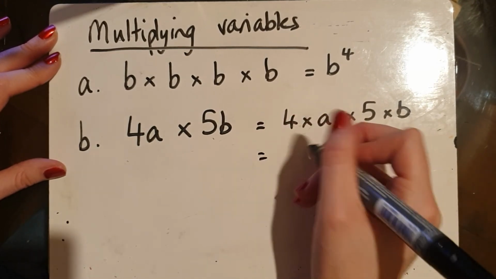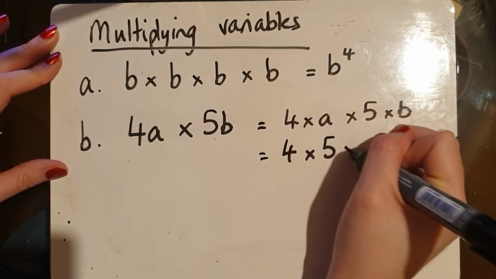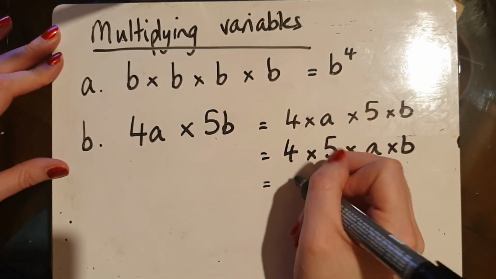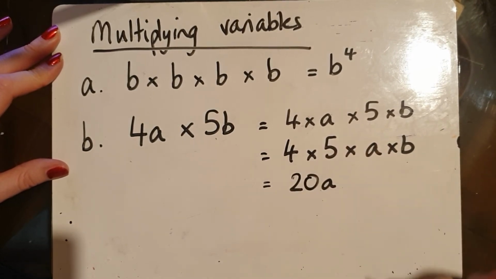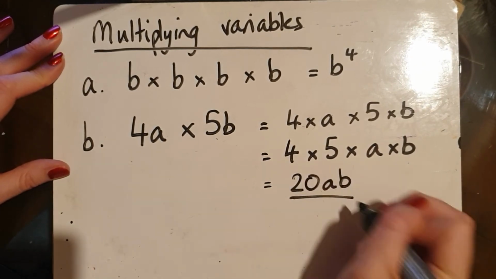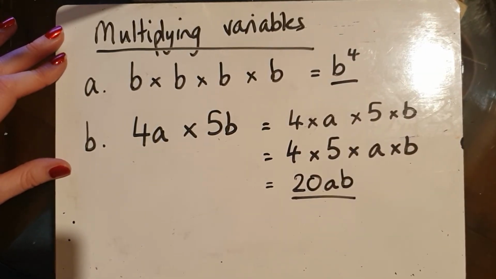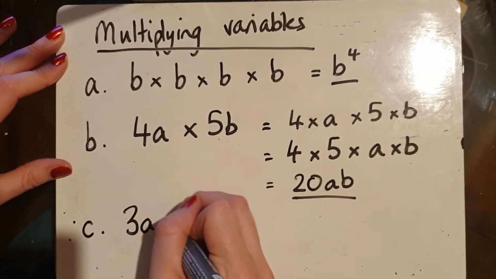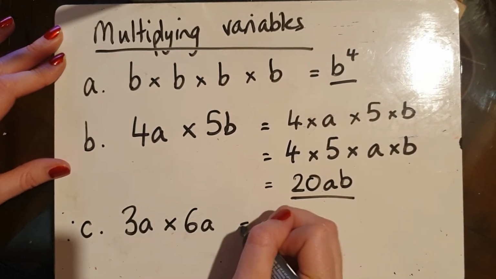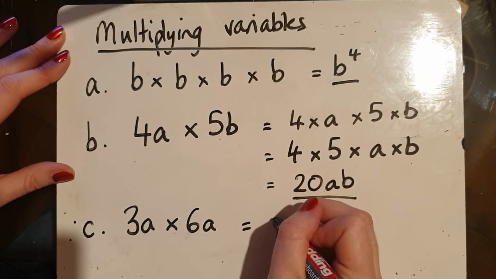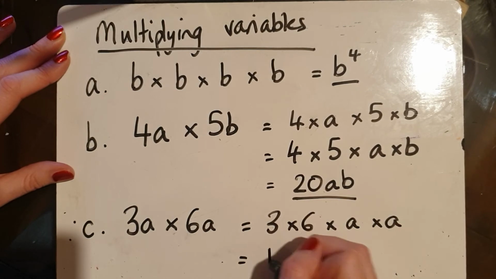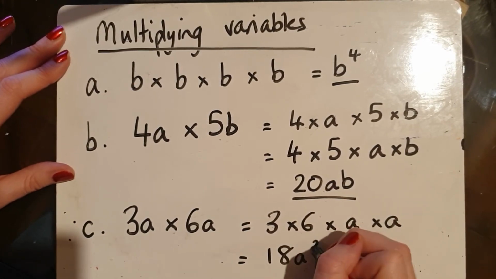And then commutativity of multiplication, we can swap the a and the 5. 4 times 5 is 20. Times a, we don't need the multiplication sign. Times b, again, we don't need the multiplication sign. So our answer is 20ab. Last one, 3a times 6a. Again, because of the commutative law, that's really 3 times 6 times a, which gives us 18, and then a times a, which is a squared.